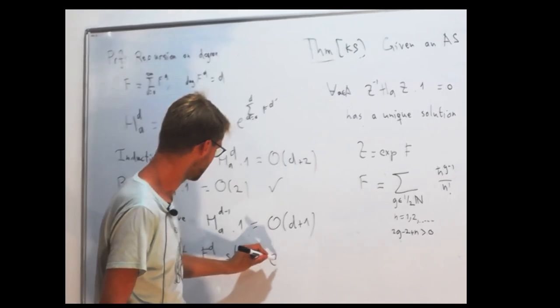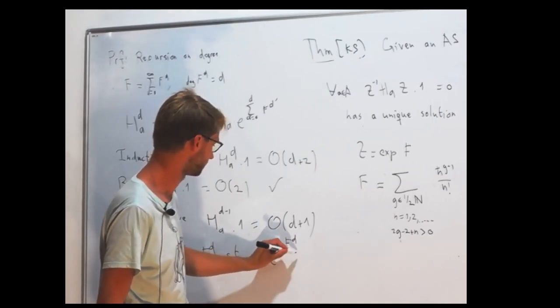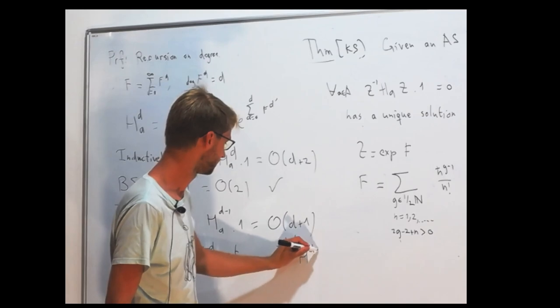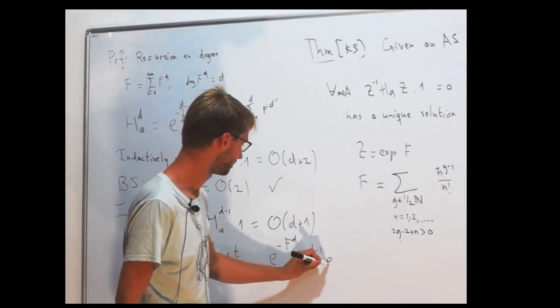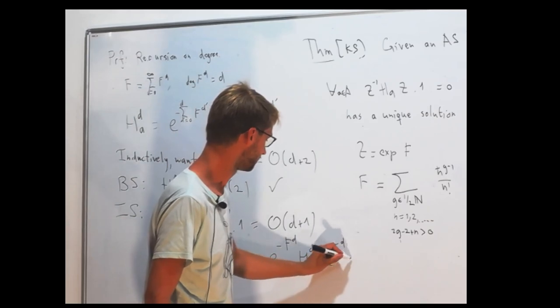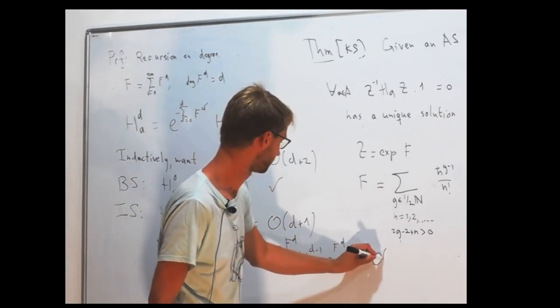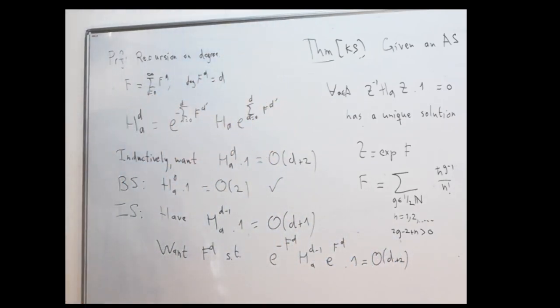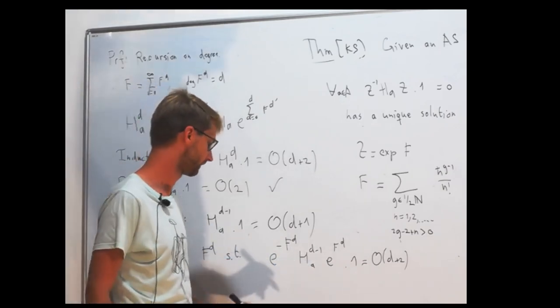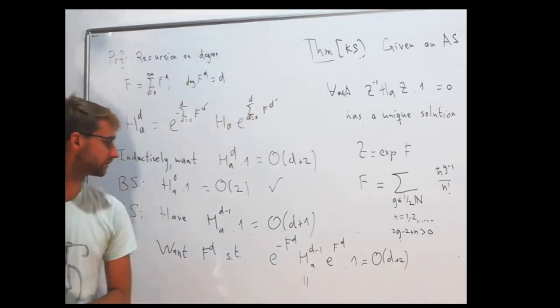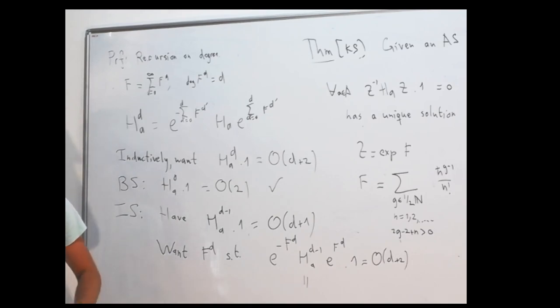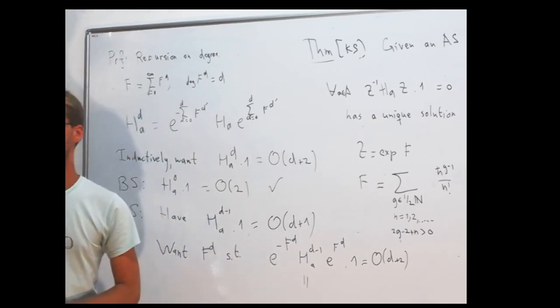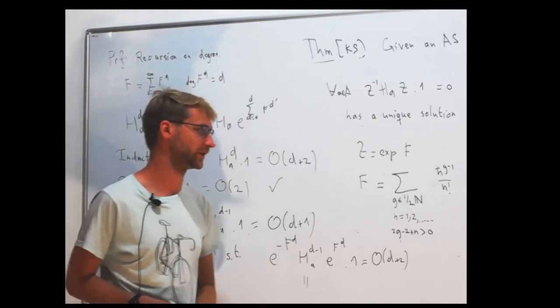Such that if we conjugate by that thing only, we can get one order higher. Right? Okay. Now we can try and calculate this thing, because, well, you may know what these kind of conjugations look like. And again, we're going to use this condition.